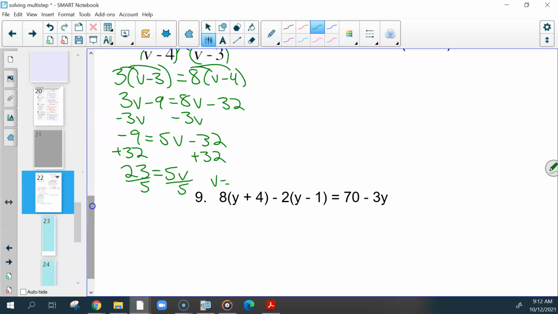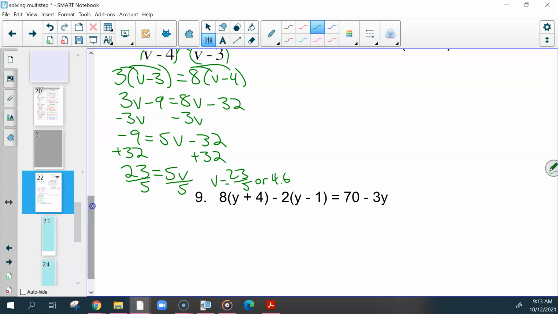Can I simplify 23 over 5? So we can leave that as a fraction, or you can write the decimal. I don't know what that is as a decimal, but one of you can calculate that. 4.7. Pretty sure. So either or, it's fine.